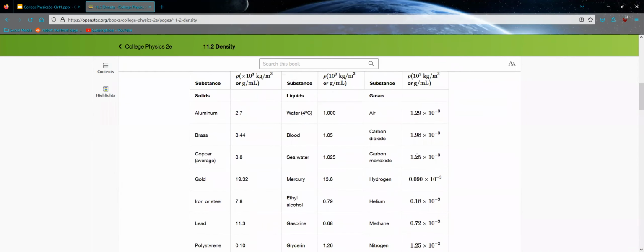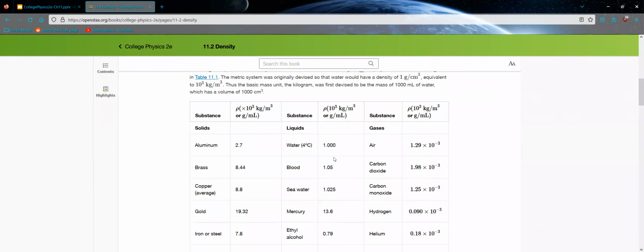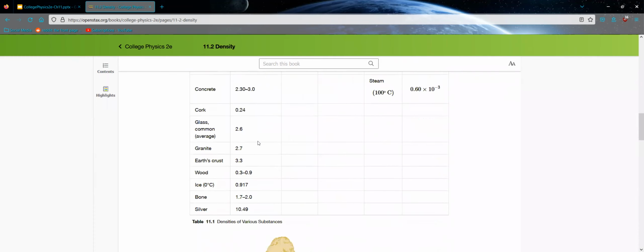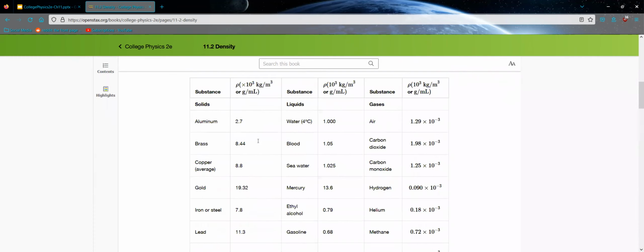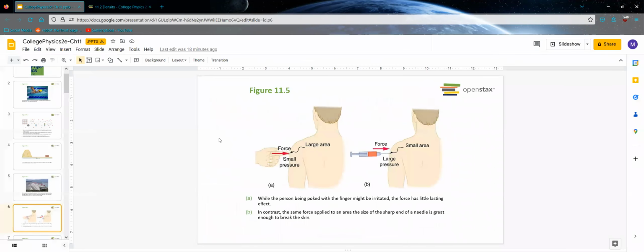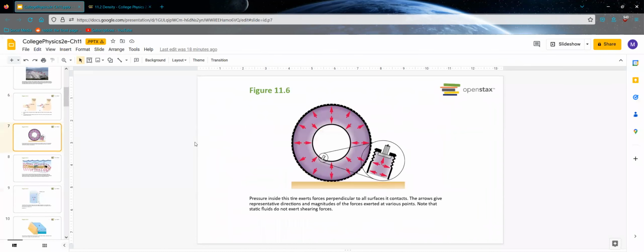You will notice the gases are a lot smaller than the liquids, which by and large tend to be a lot less than the solids. But read the text. I'm not going to go over this stuff in depth individually. I want you to read the text and understand it.